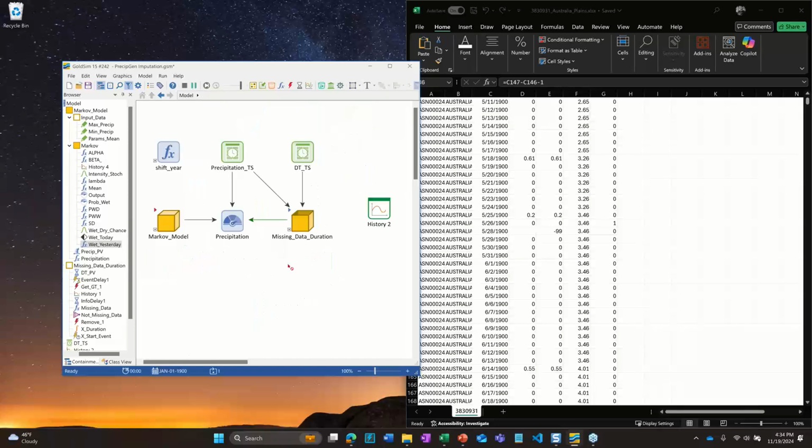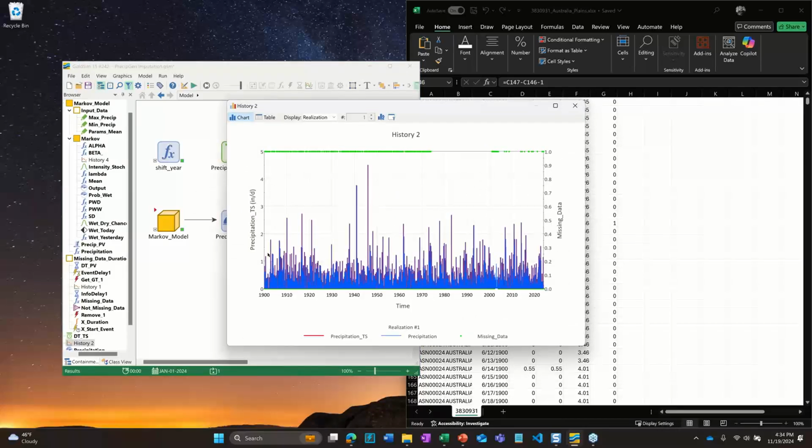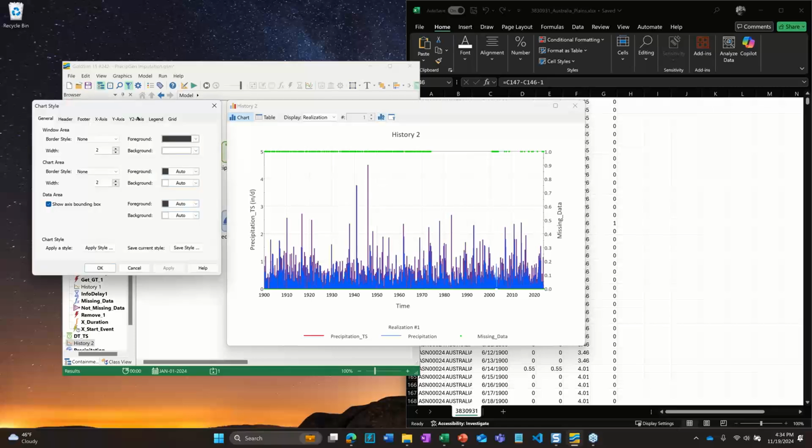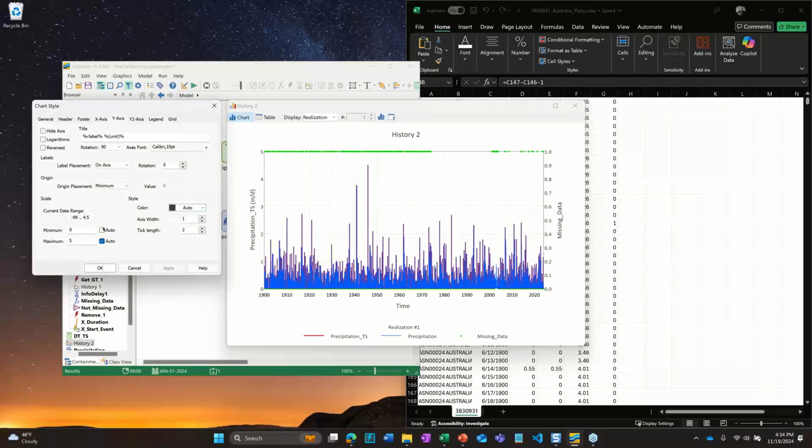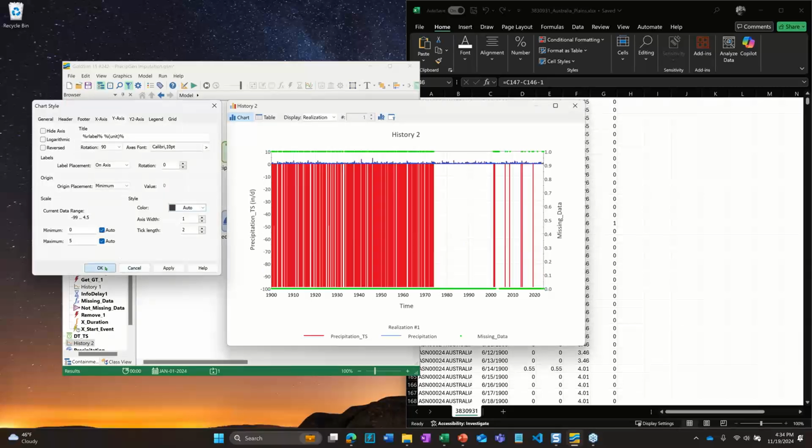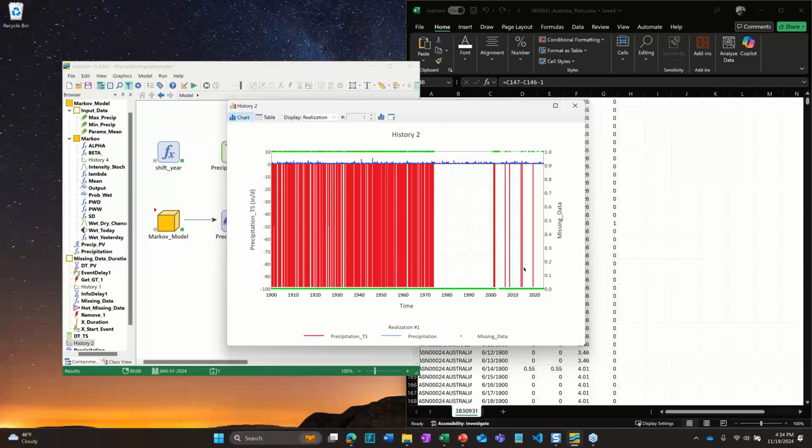So let me just run the model so you can get a better sense of what I'm talking about. Here is the time history result, and there's a lot going on here. Let me first of all show you the full picture. I'm going to change the y-axis. So here's the full picture of what this time series is.